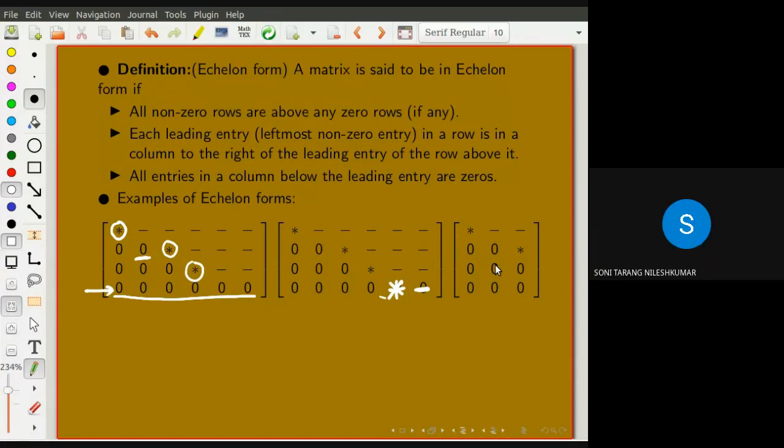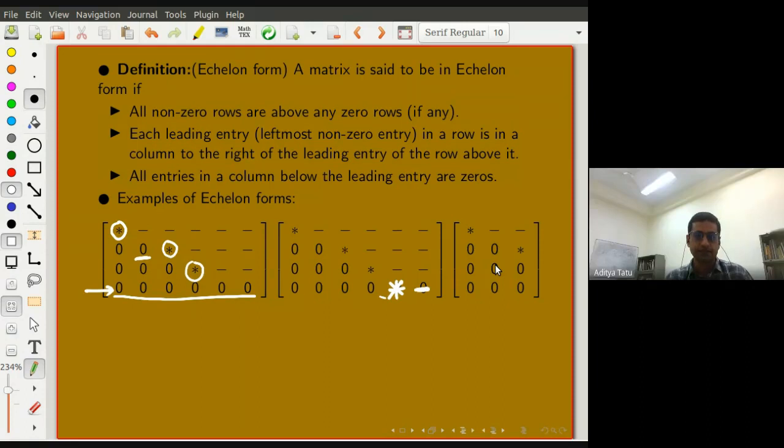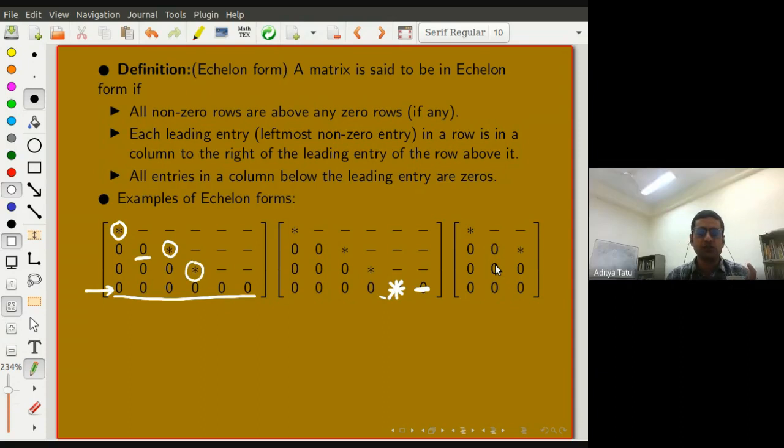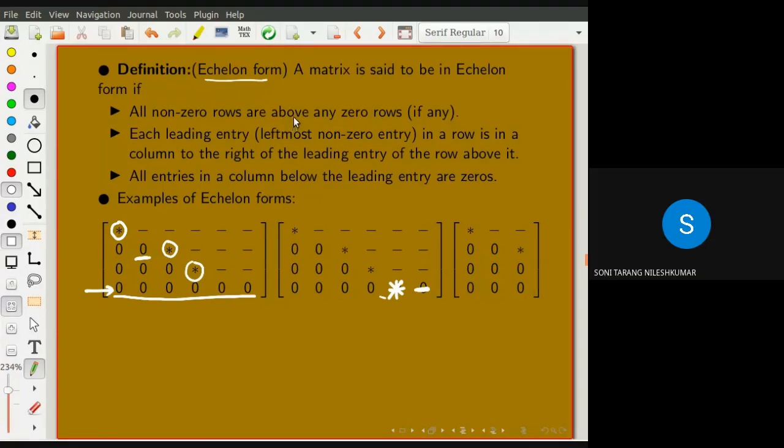Sir, here in the augmented matrix, for a row, we are also considering the element that is in the augmented column, right, sir? Yes. So this definition of echelon form applies to any matrix, whether that matrix is an augmented matrix or not, it's irrelevant. And sir, if it were an augmented matrix, then we will consider the element in the augmented column also, right, sir? Yes. Okay, sir.